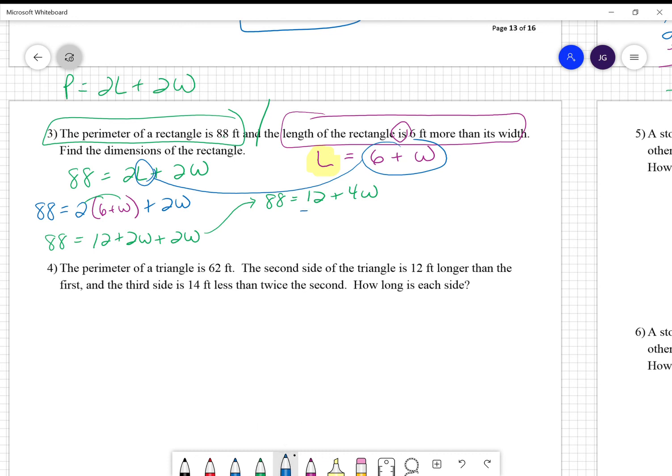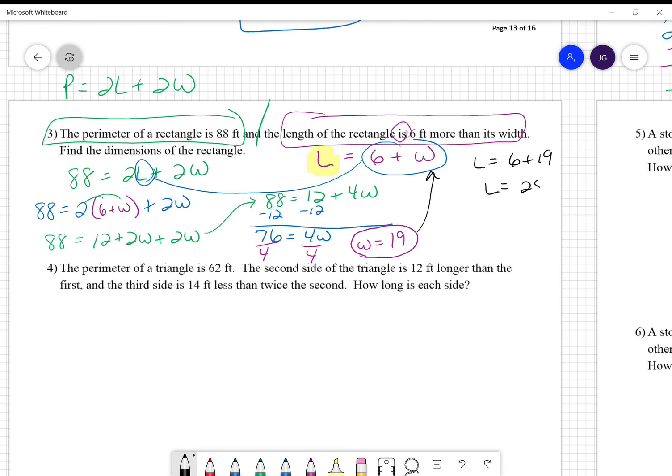Solving for W, subtract 12 on both sides. 76 equals 4W. Divide by 4. W equals 19. Plug 19 in for W. I'm going to use the second equation. L equals 6 plus 19. L equals 25. Now I should put my labels. Length is 25 feet, width is 19 feet.